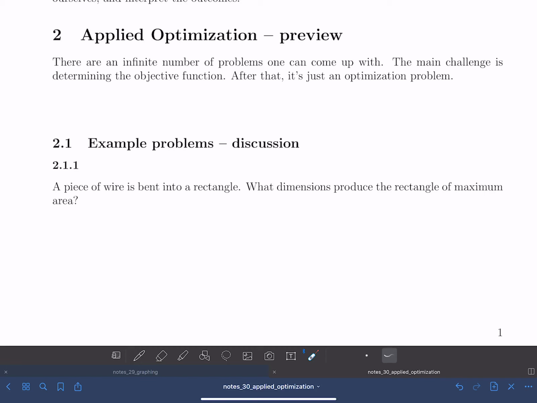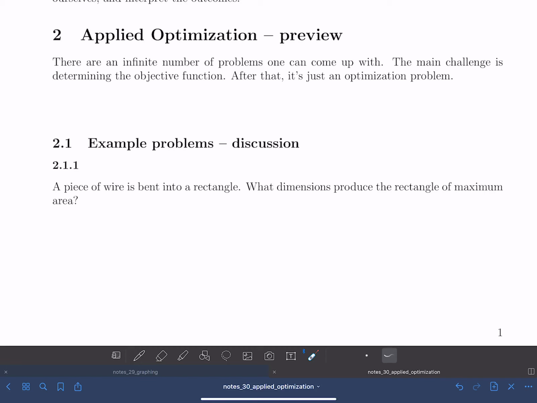So I have a first example on the screen right now. A piece of wire is bent into a rectangle. What dimensions produce the rectangle of maximum area? That's a fully stated applied optimization problem, and a rather simple one too. In fact, it's the first example that's given in our textbook in this section.